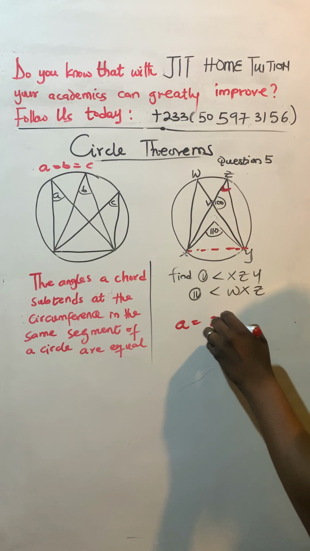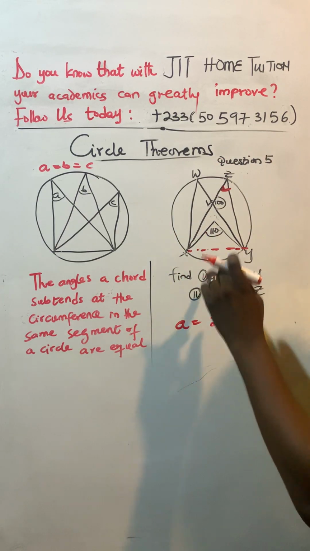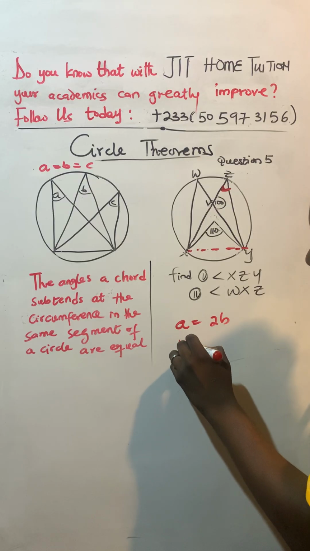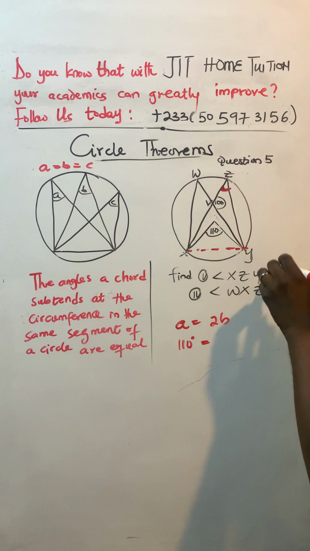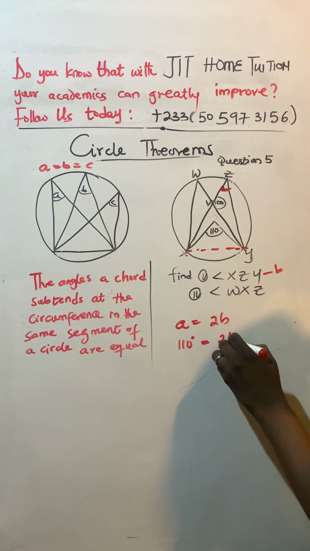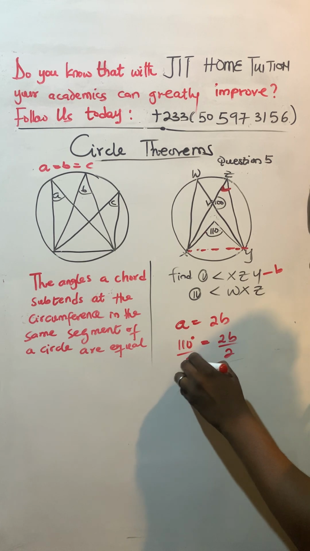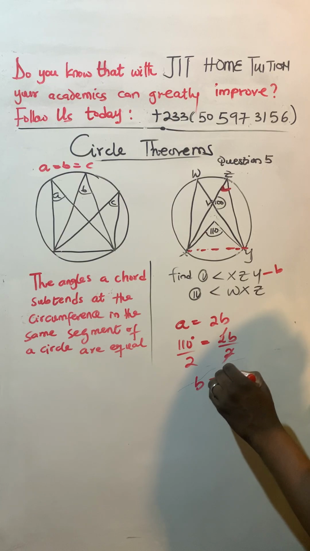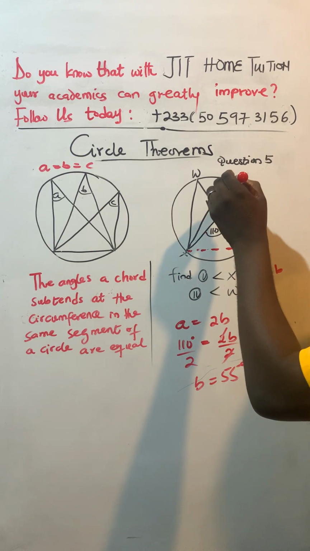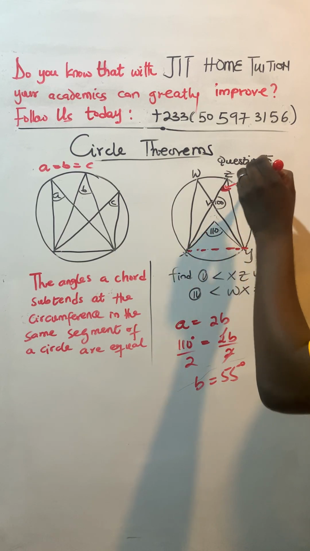In this case, let's say 2B. So if this side is B, however, this side is A, which is 110 degrees. Because we are looking for this side, we are representing it by B. It becomes 2B. Divide both sides by the coefficient of B. Alright, so you have B equal to 55 degrees. Meaning that the angle over here is 55 degrees.